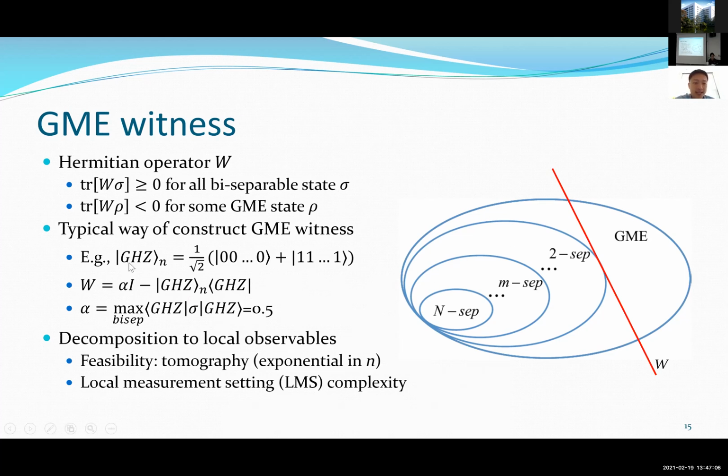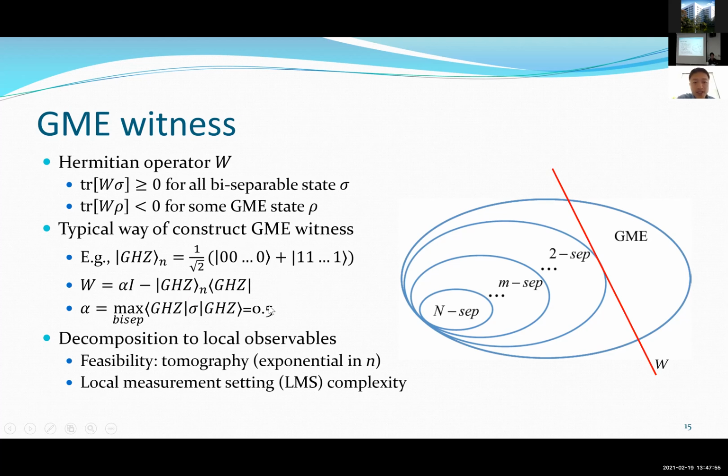There's one typical way to construct a GME witness. Suppose we know a state like a GHZ state, 000 plus 111. This is a genuinely entangled state, and it's quite easy to prove that. Now, how do we construct the GME witness? We just measure the fidelity between the unknown state and the GHZ state. If the fidelity is very close to 1, then we suspect that it is an entangled state. Then this alpha goes through all the biseparable states and checks the maximum fidelity a biseparable state can achieve with the GHZ state. In this case, it's 1/2. So if you get a fidelity larger than 1/2, it must be a genuinely entangled state.